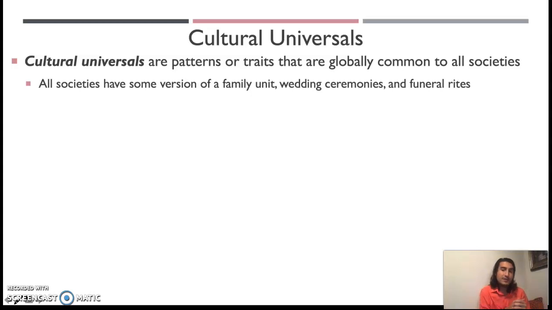Now, how family is defined and what actually constitutes a family unit definitely varies from one society to the next, one culture to another. However, it is a cultural universal that every society in the known world practices some form of family kinship, right? Wedding ceremonies and death rituals or funeral rites are also cultural universals. Almost every society practices some form of mating ritual, some form of death ritual as well.